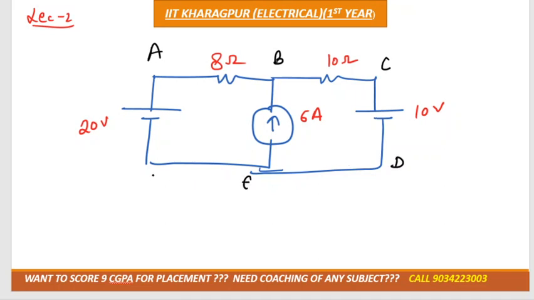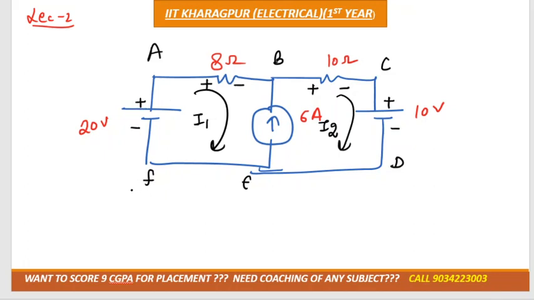First step is to mark the current direction. This is current I1 and this is the current I2. Next step is to mark the sign convention: positive, negative, positive, negative, positive, negative, positive, negative. Next step is to apply KVL. You are standing at position A and you have to be back at A only. You are moving from A to B.